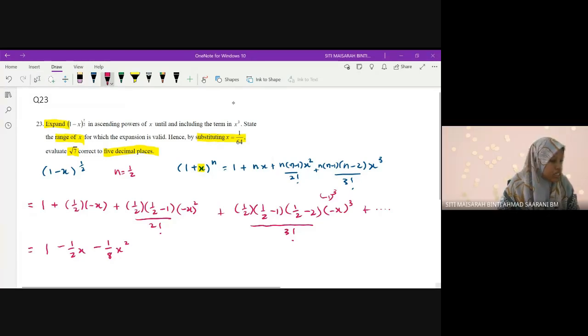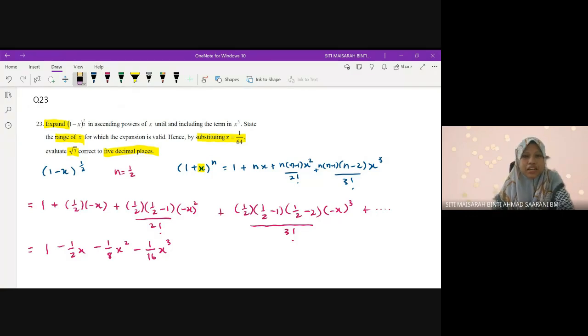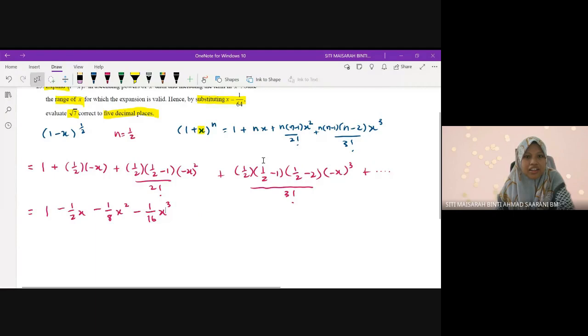Okay, so then here we get minus 1 over 16. So this one, if we calculate, we get minus 1 over 16 x cube. You must press the calculator correctly. Please calculate correctly. Okay, so then don't forget plus dot dot dot. This is our expansion. After that, we want to find the range of x.